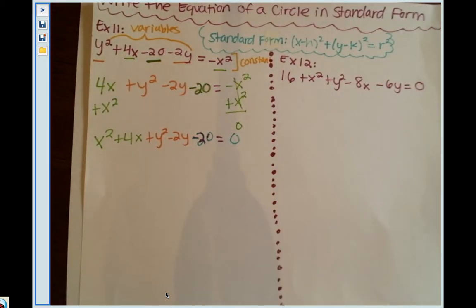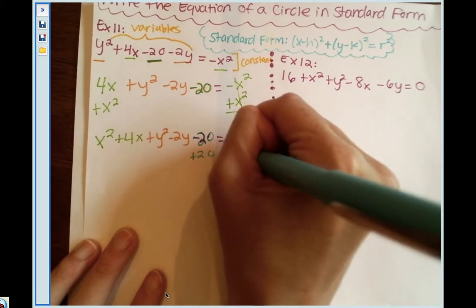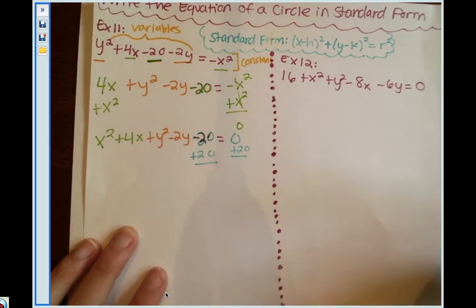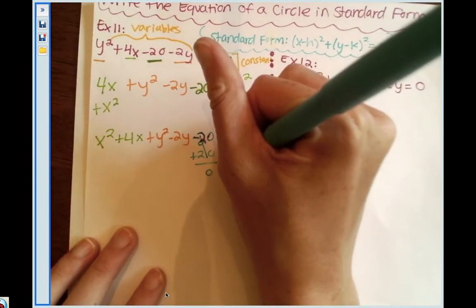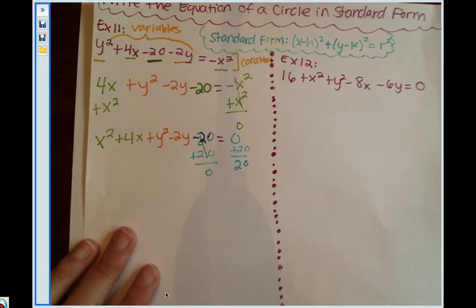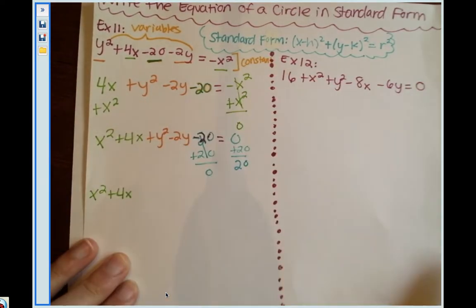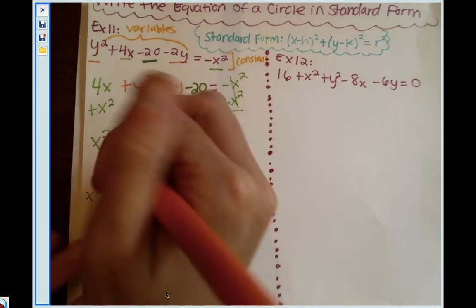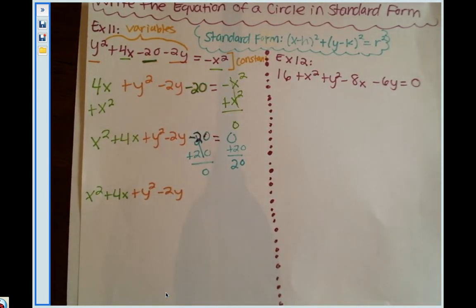So how do I move negative 20 to the other side? You add 20 on both sides. Negative 20 plus 20 cancels and turns to 0, and 0 plus 20 is 20. So I currently have x squared plus 4x plus y squared minus 2y equals 20. Yay!